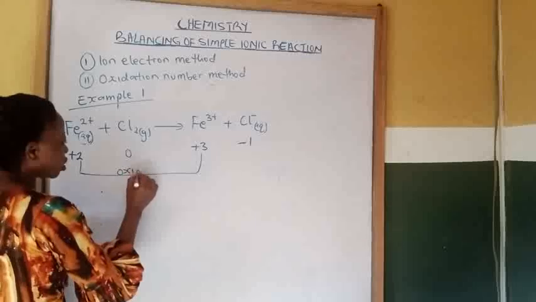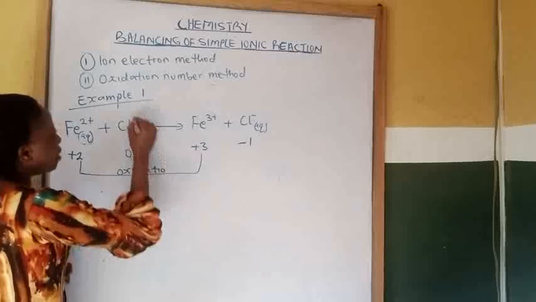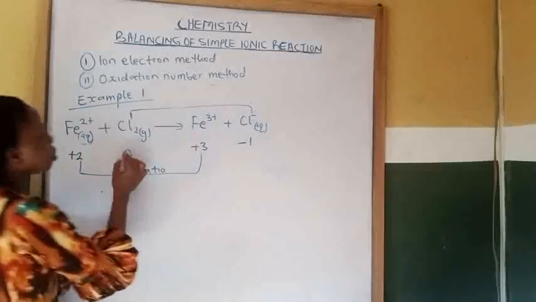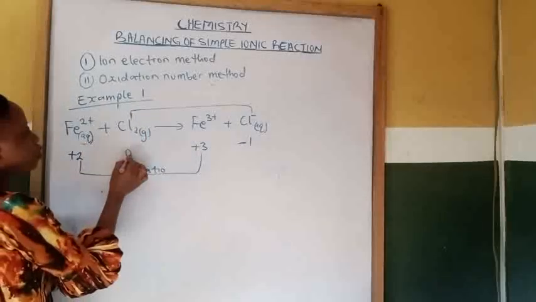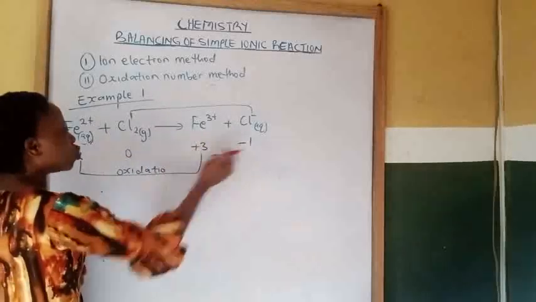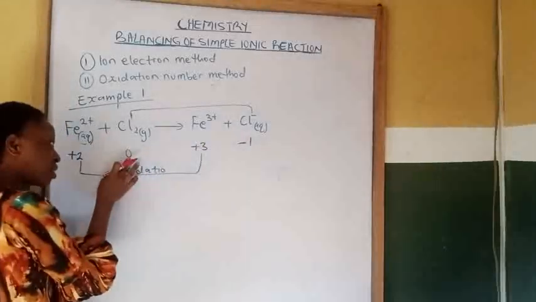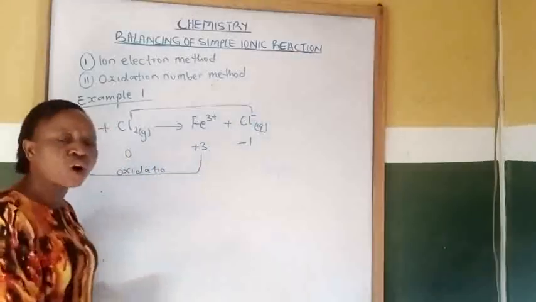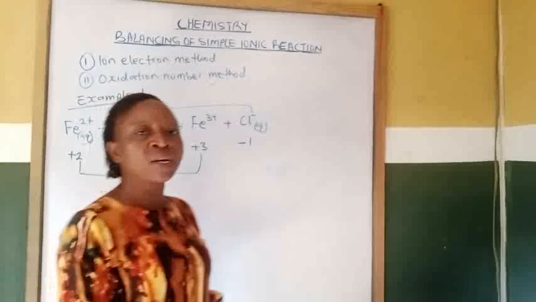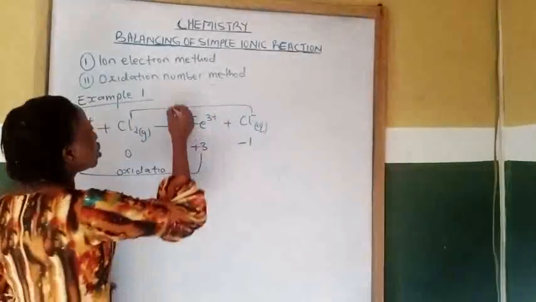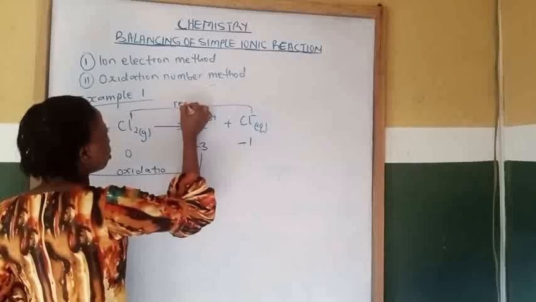So this is oxidation. Then from chlorine to chloride ion, that is from 0 at the reactant side to -1 at the product side. There is a decrease in oxidation number. Reduction is a decrease in oxidation number. So this one undergoes reduction reaction.